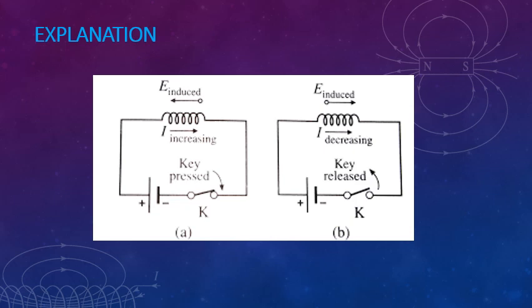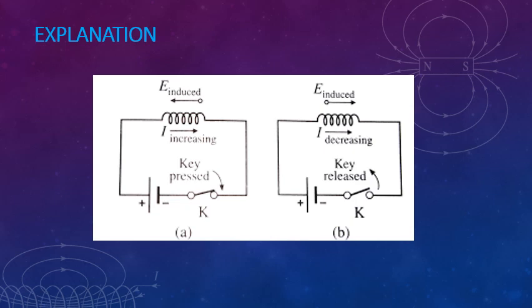Now, when the current reaches a maximum value, the magnetic flux linked with the coil also becomes constant. So there won't be any induced EMF. Look at the second figure.